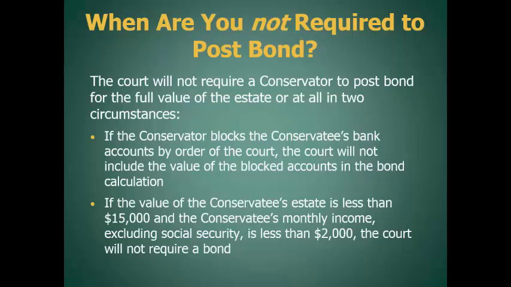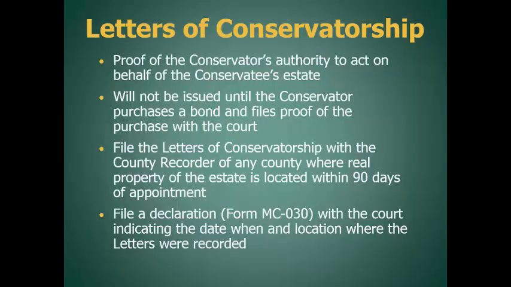Second, pursuant to Probate Code Section 2323, if the value of the conservator's estate is under $15,000 and the conservatee's monthly income, excluding Social Security, is less than $2,000, the court will not require you to post a bond. The letters of conservatorship, which serve as proof of your authority to make decisions regarding the conservatee's estate, will not be issued until you have purchased a bond and filed proof of the purchase with the court.